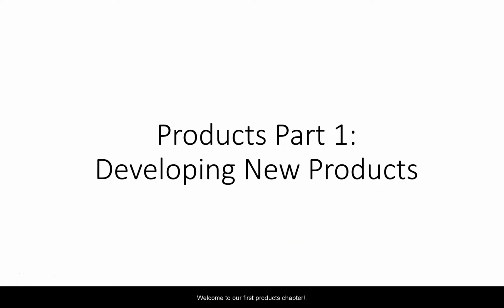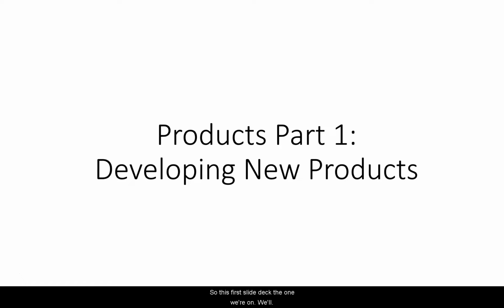Welcome to our first products chapter. Now we get into what makes up the 4 P's of our marketing strategy. Similar to last week's lesson on targeting and segmentation, our product is an element that we can control, albeit we still have to work with the external environment.